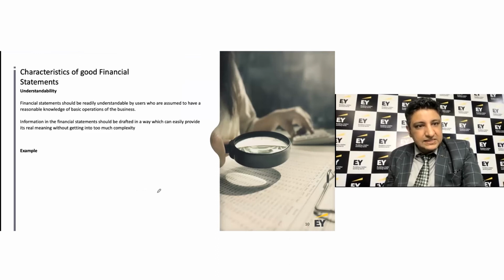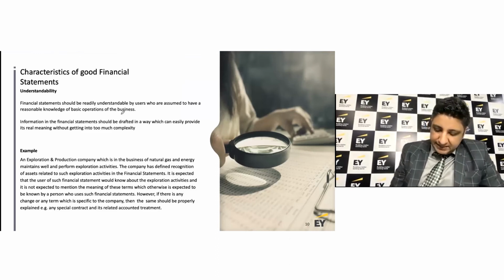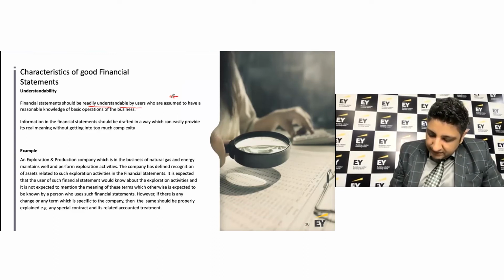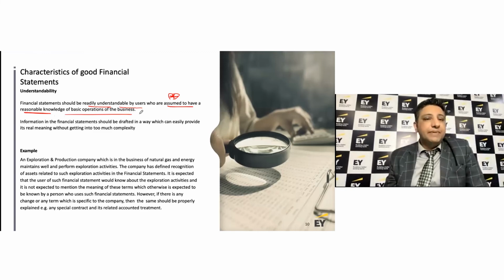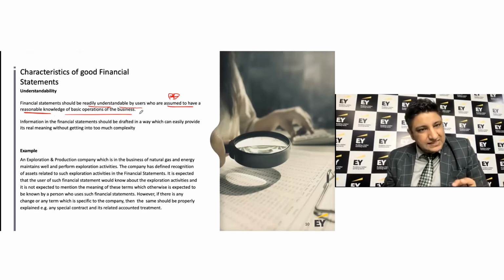Understandability, we have already discussed. It says that the financial statements should be readily understandable by users, and this is important, who are assumed to have a reasonable knowledge of basic operations of the business. All right. You don't expect, of course, as we were using that scenario earlier, that only accountants are going to read the financial statements, right? But then the next argument is, if accountants are given any set of a balance sheet or a profit and loss account, would they understand it entirely? Again, it may not be correct.